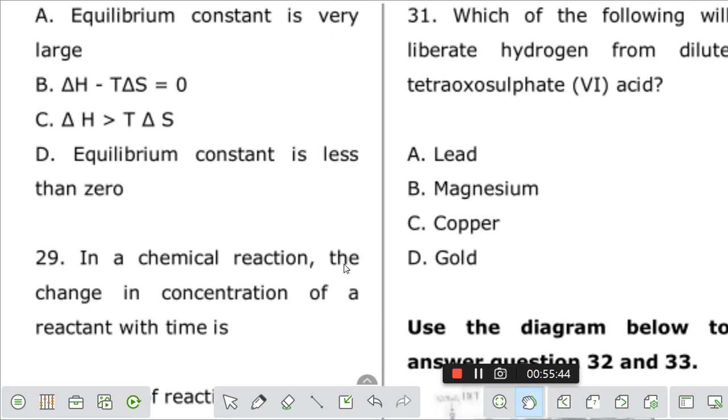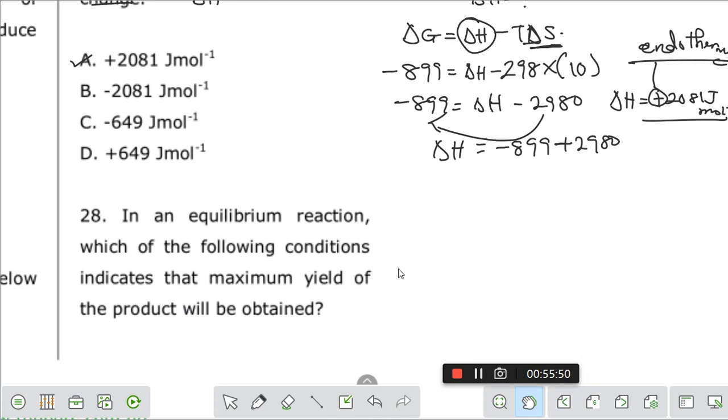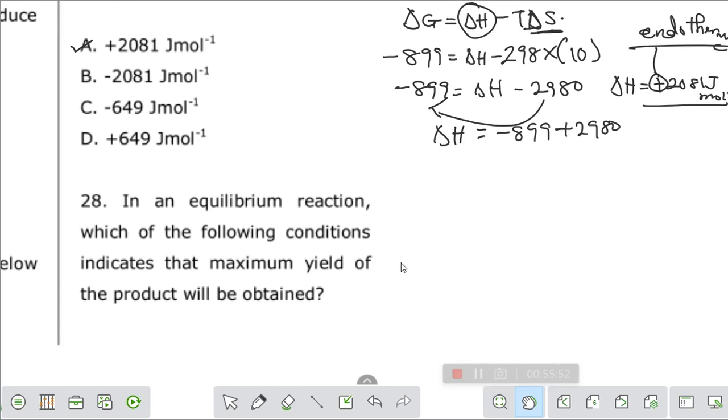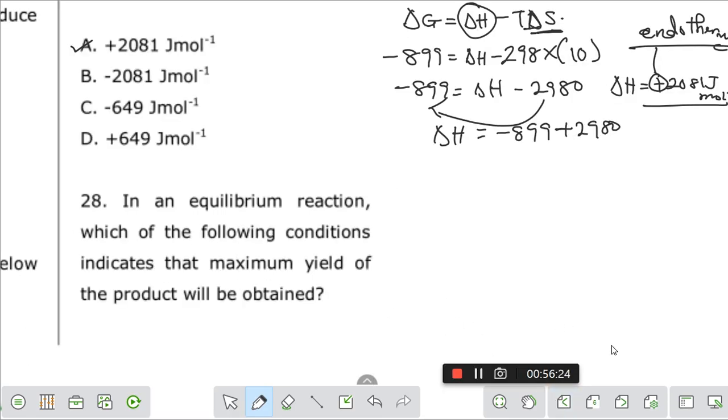So now the equilibrium constant is very large. Okay, sorry, they asked us a question here. They said, in the equilibrium reaction, which of the following conditions indicate that maximum yield of the product will be obtained? Is it that the equilibrium constant will be very large, or delta H minus T delta S will be equal to 0, or delta H will be greater than T delta S, or the equilibrium constant is less than 0? So the answer is the equilibrium constant is very large. That's what will tell us that the reaction is giving us maximum yield.